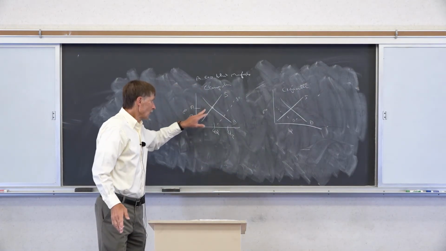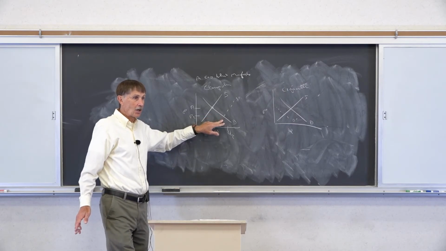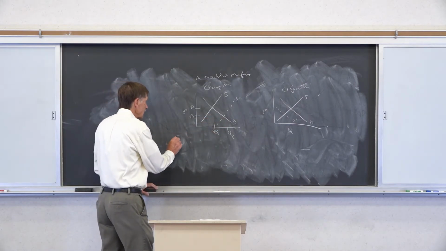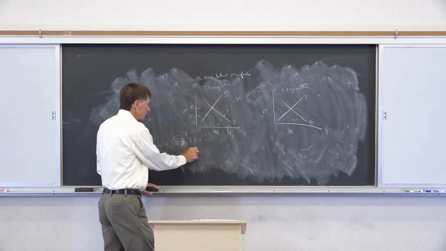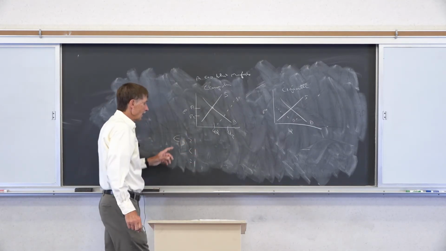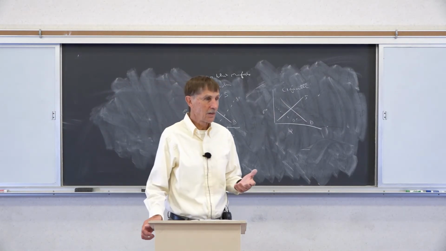Now we don't know what's going to happen to P times Q. Right? I have to know, is the demand, what's the elasticity of demand? Right? Is it bigger than 1? Is it less than 1? Is it equal to 1? In order to know what's going to happen to the total revenue, total expenditure on computers.